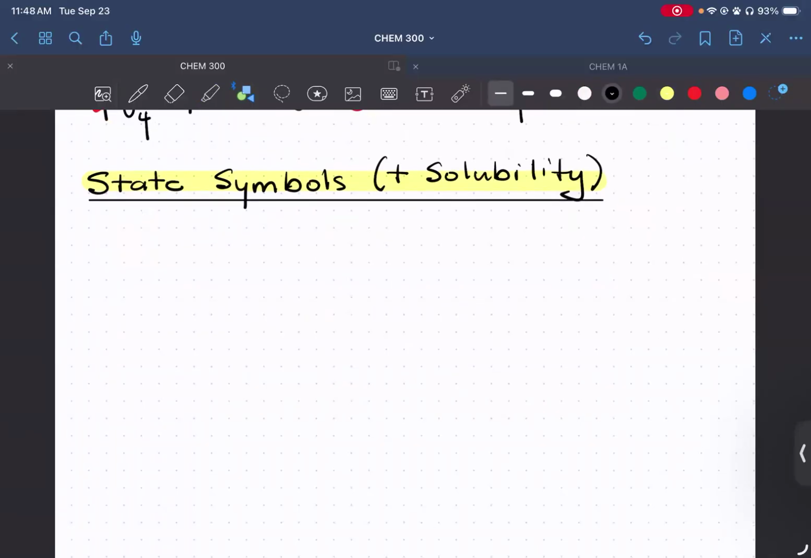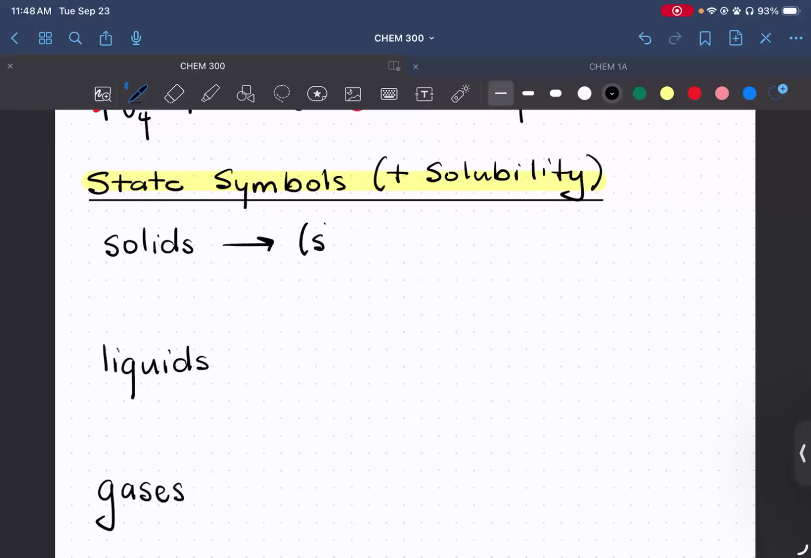Now, the term state symbols quite literally means what it says. We have various states. We have solids, we have liquids, and we have gases. These are the three states of matter that we've already covered in this class. Now we just need to know their symbols. Pretty straightforward.